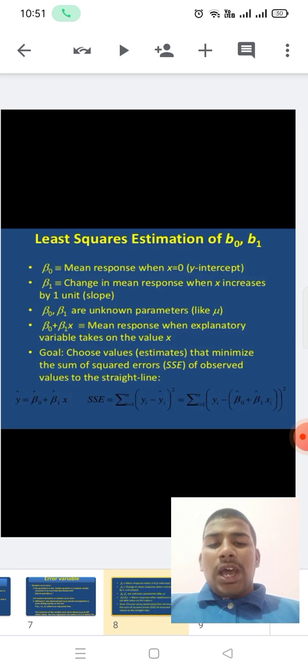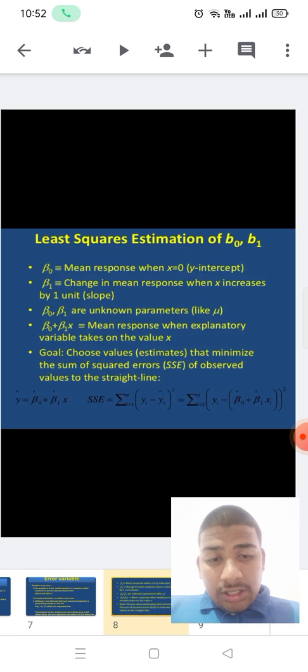The goal is to choose values of the estimates that minimize the sum of squared errors, SSE, of the observed values to the straight line y = beta naught + beta 1 x. SSE = sum from i = 1 to n of (yi - yhat i) squared = sum from i = 1 to n of (yi - (beta naught + beta 1 xi)) squared.